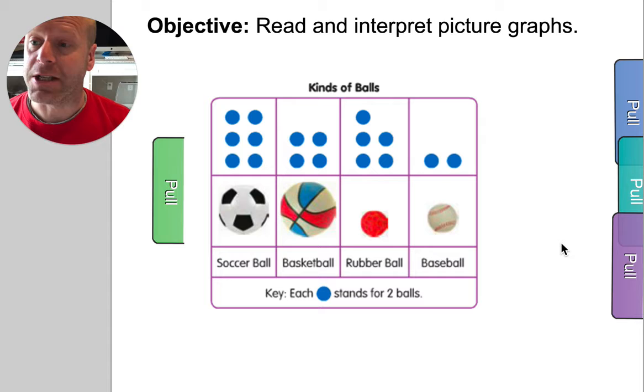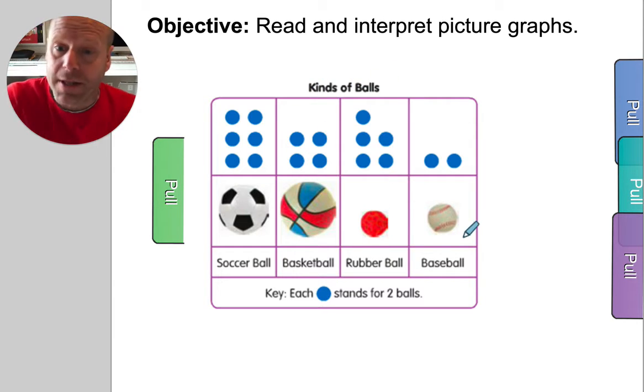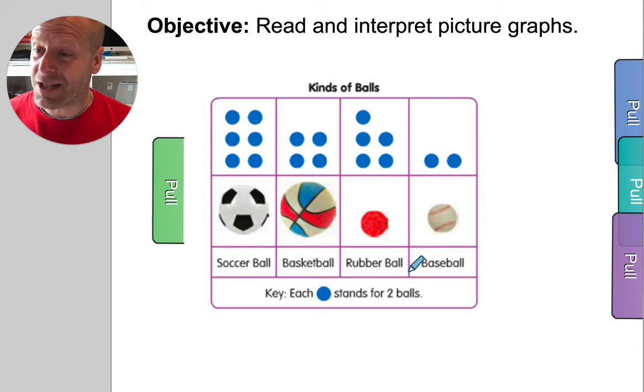So, first thing I'm going to tell you to do is that whenever I look at a graph, I find some important parts. The first important part I talk about is up at the top. It's the title of the graph. Always find the title, right? That'll tell you what it's going to be about. This is about different kinds of balls: soccer balls, basketballs, rubber balls, baseballs. Each of the items that's talked about should be labeled. These are category labels. Always find the category labels and read them so you know what they're talking about.